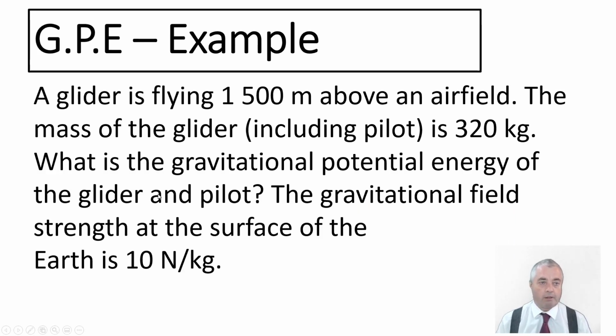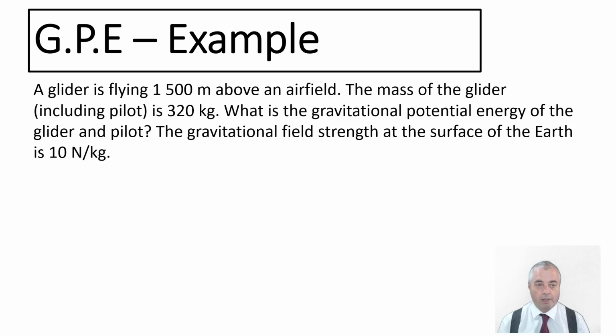Here we go. Here's a calculation. It's telling us about a glider, which is above an airfield, tells us the mass of the glider, and they've included the pilot, because if you think about it, gliders have got very low mass, and an important element of the mass of a pilot and a glider is the mass of the pilot themselves. And it's also told us the strength of gravity on Earth is 10 newtons per kilogram. So let's see how we answer it.